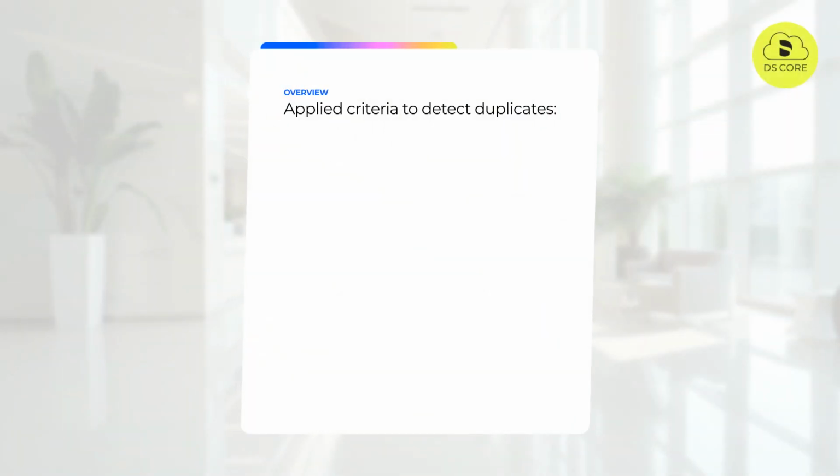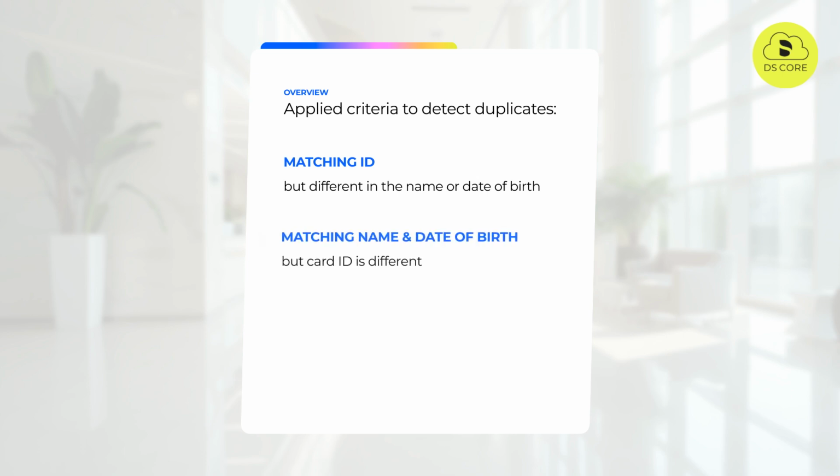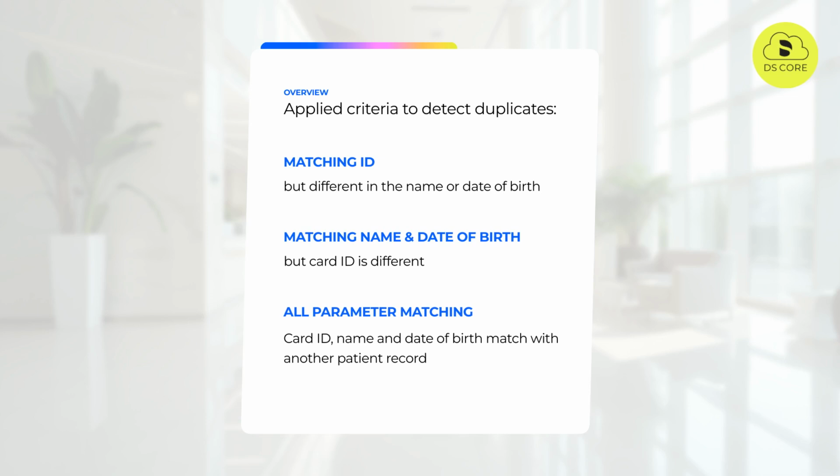Our system uses several criteria to detect duplicates. The card ID is identical, but there are differences in the first name, last name, or date of birth. The card ID is different, but the first name, last name, and date of birth are identical. All parameters are identical. This issue might arise when CEREC systems are connected before the patient list is imported from Sidexis 4. It is observed in older DS Core accounts that use an outdated Sidexis 4 connector.